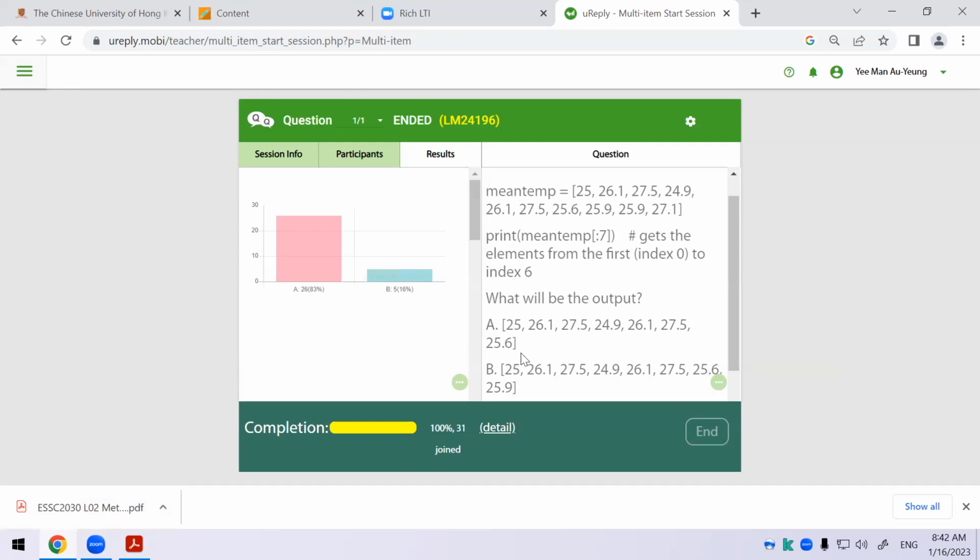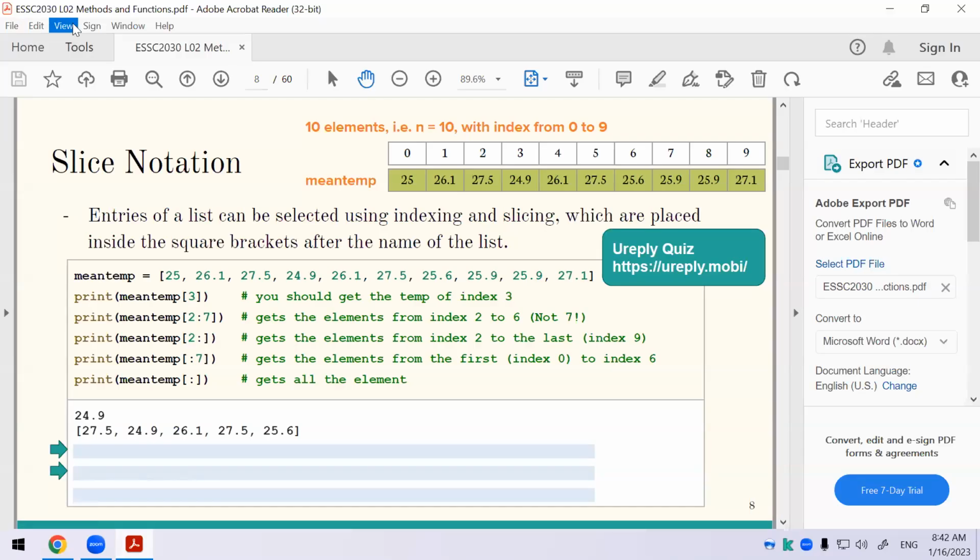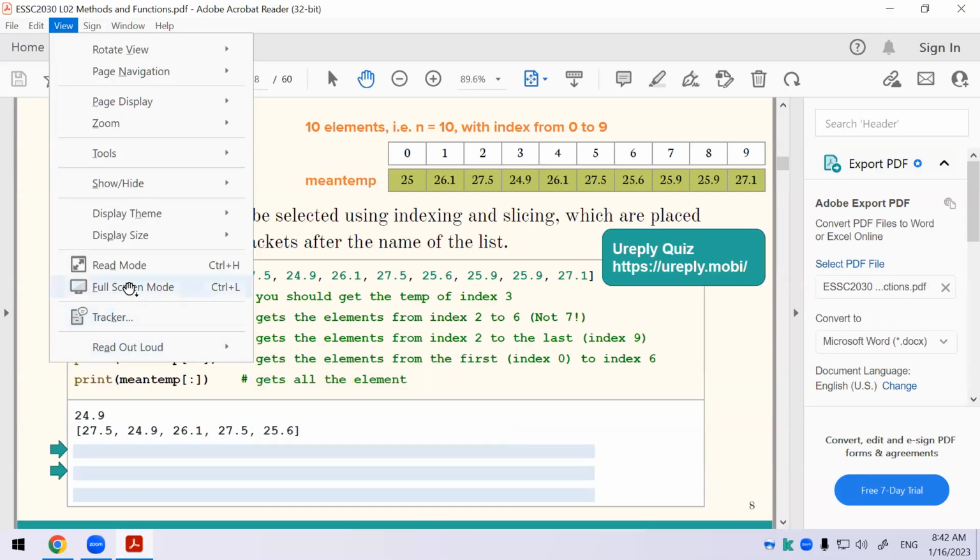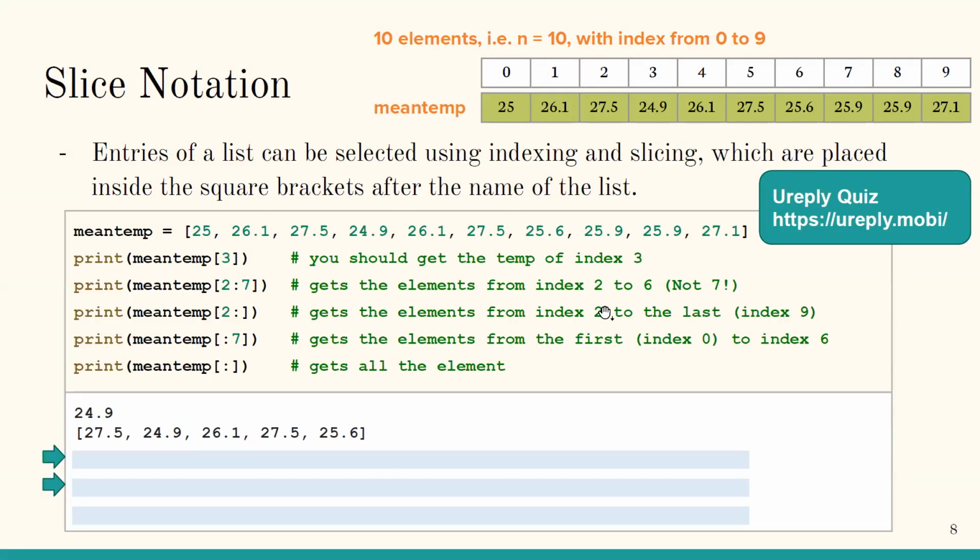What would be the answer? The answer would be yes, 8, because 7 is not included. So from 0 to 6: 0, 1, 2, 3, 4, 5, 6. The last one is 25.6, right? And there's one, so this one is wrong because 7 is not included. So B is wrong. Of course, I don't have to give you the answers. The last one is just all of them.